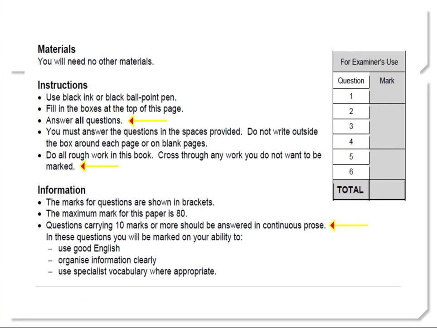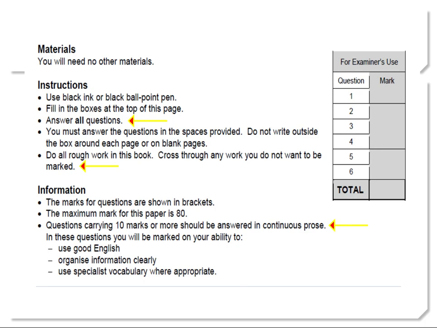These are the instructions and information that you're given on the front page of your exam paper. I've pointed a few things out that we will need to consider for the questions that we're going to be looking at in this video. Answer all questions, self-explanatory. It means you don't have a choice of questions and you have to answer questions 1 to 6 on paper 1. The second point I've highlighted there is about doing rough work in this booklet. Just a reminder that anything that you do cross out will not be marked.